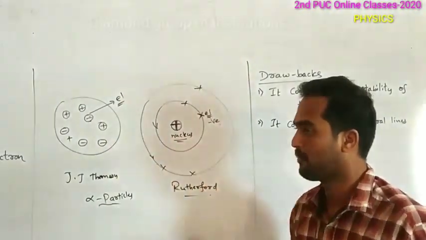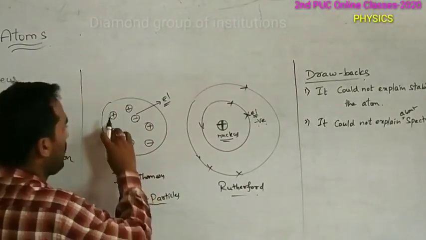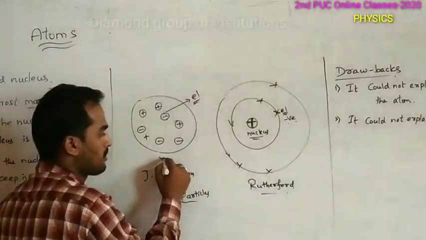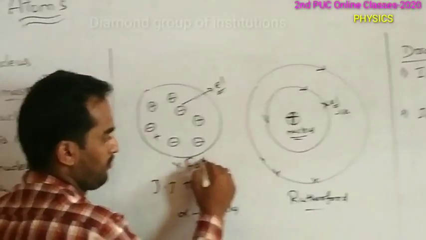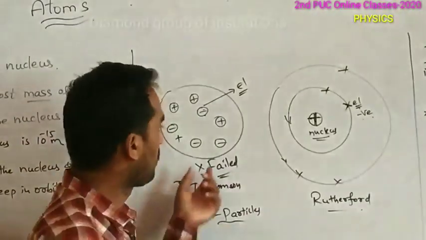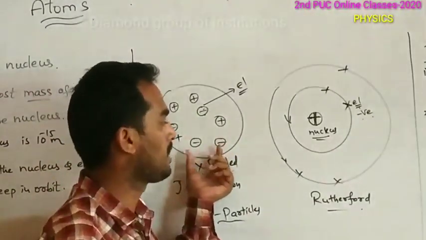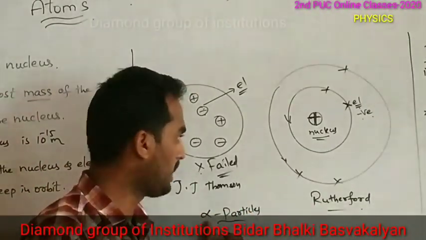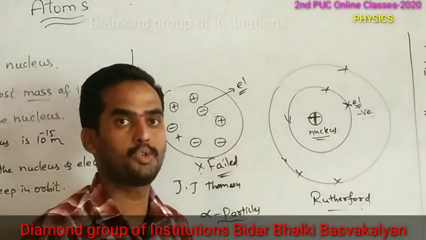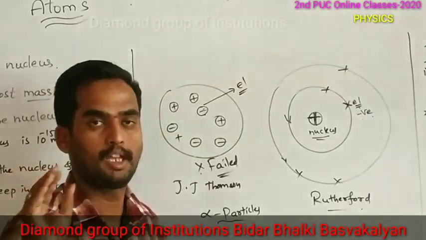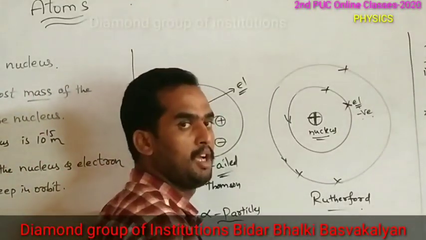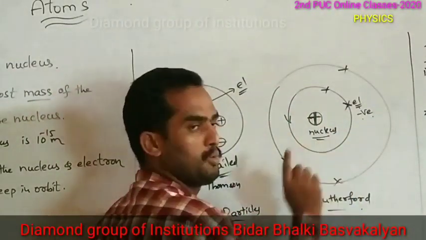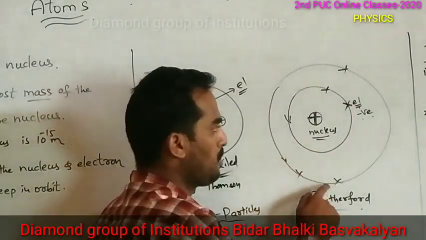See the difference between these two diagrams once again. Positive and negative distributed uniformly wherever it wants. But this theory failed. Then Rutherford did the alpha particle scattering experiment, and we came to know that the positive charge is not distributed anywhere. The complete positive charge of an atom is always present exactly at the center of the atom. That is called what? Nucleus.